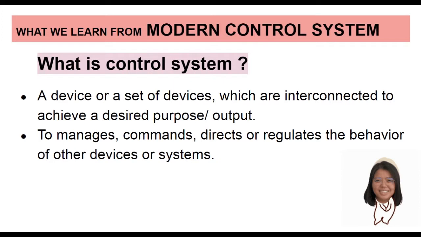Hi, my name is Chiam. Before we start presenting our mini project, I will briefly explain what we learned from modern control system which is related to our mini project. What is a control system? A control system is a device or a set of devices which are interconnected to achieve a desired purpose or output. A control system is also used to manage, command, direct or regulate the behaviors of other devices or systems.